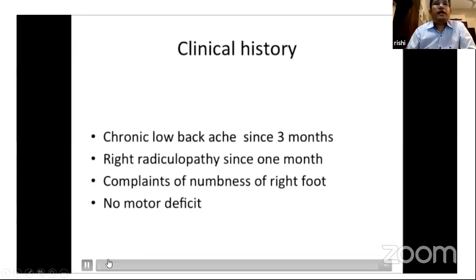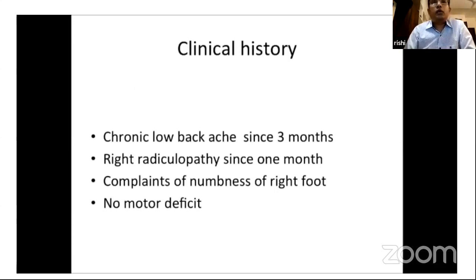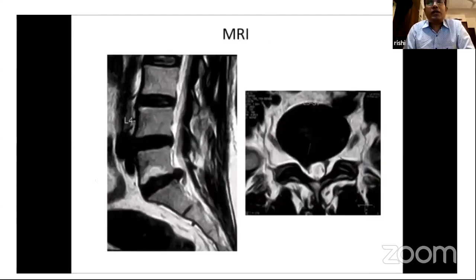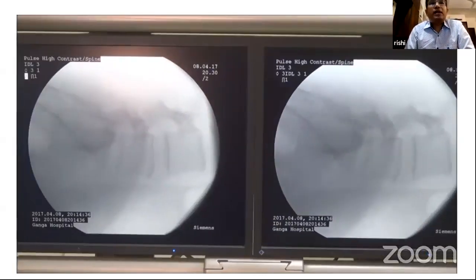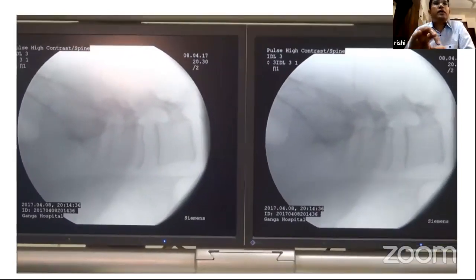So this patient had a history of low back pain with right radiculopathy. The radicular symptoms have been for the last 1 month, associated with numbness in the right foot. And as you can see in the sagittal and axial MRI images, there is a huge paracentral disc on the right side. So as I said earlier, we have marked the level.